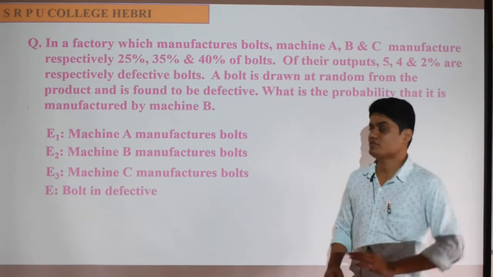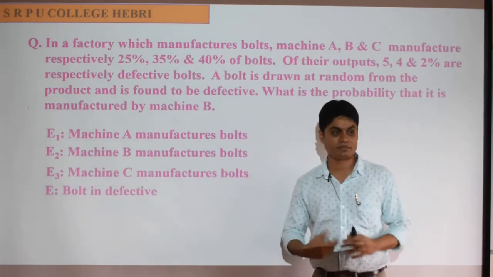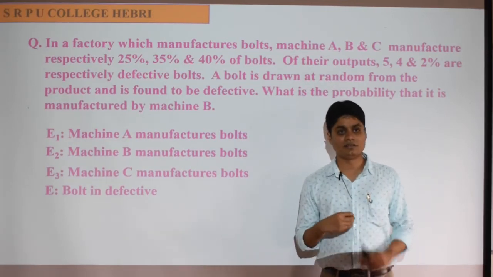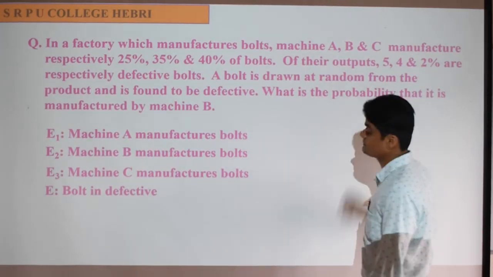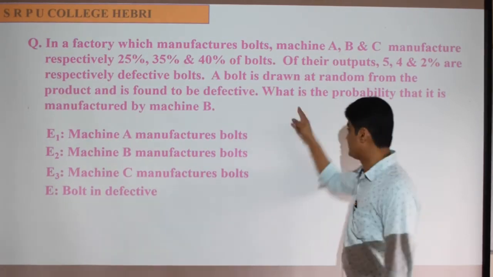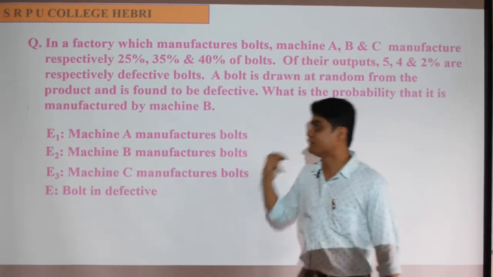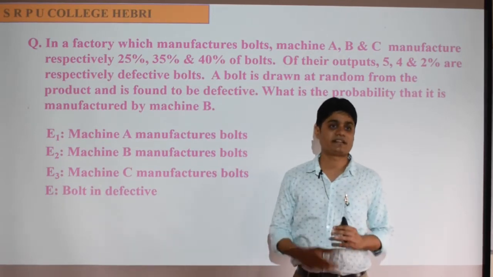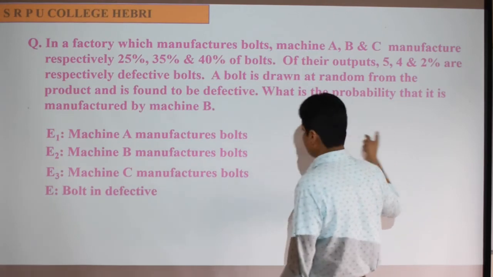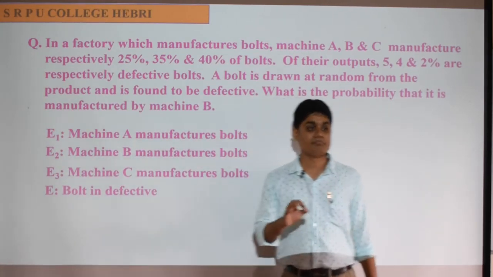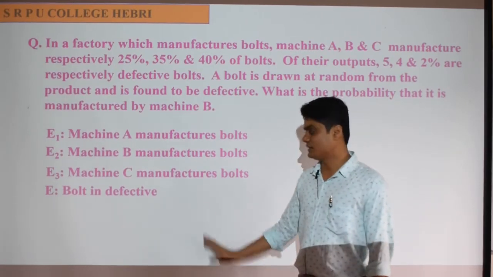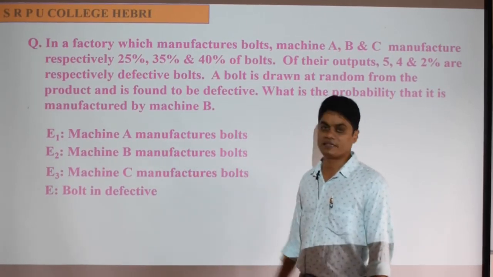There are 3 machines which produce different percentages of bolts, and each machine produces defective bolts at these percentages, 5, 4 and 2% respectively. One bolt will be selected at random and it is defective, and we have to find the probability that it is manufactured by machine B only. The 4th thing will be displayed in the next slide.